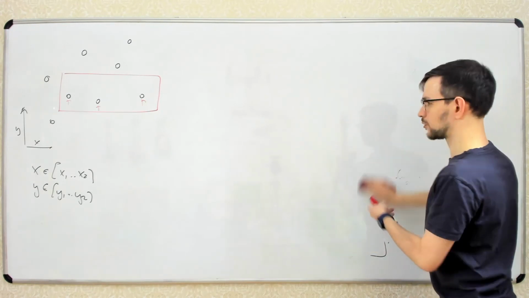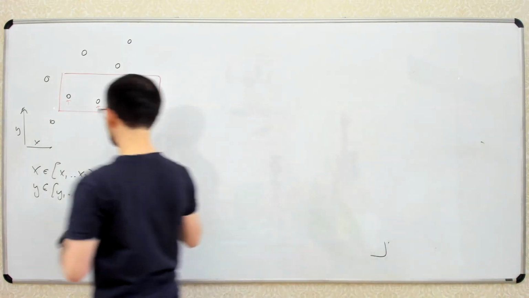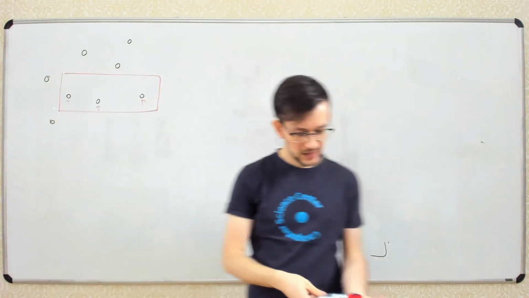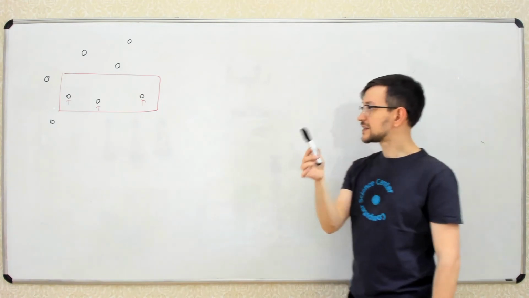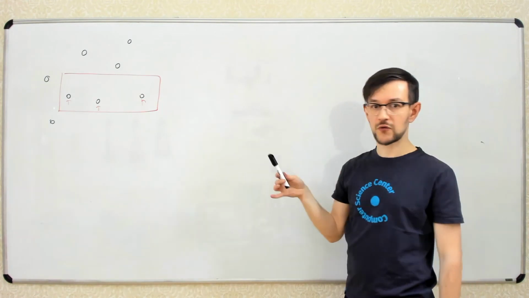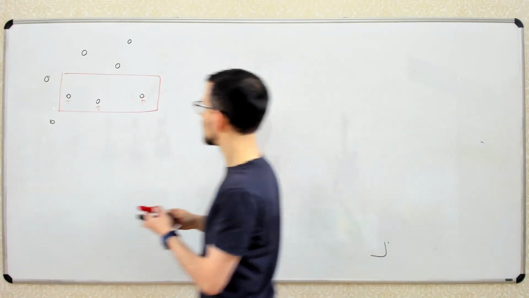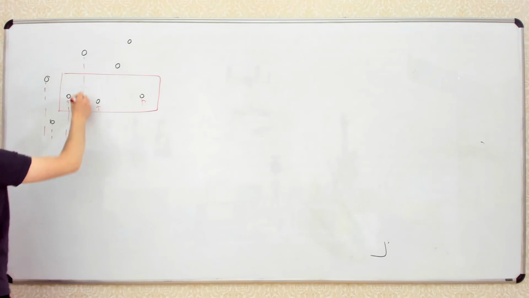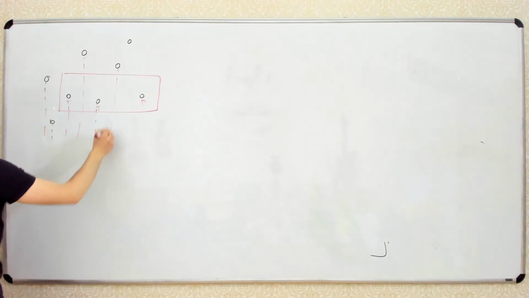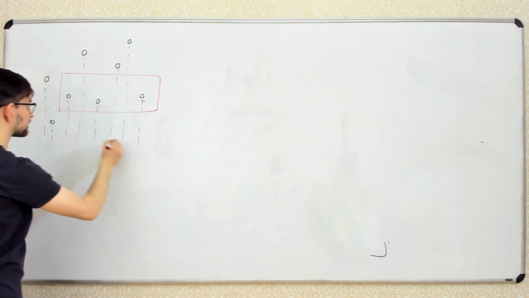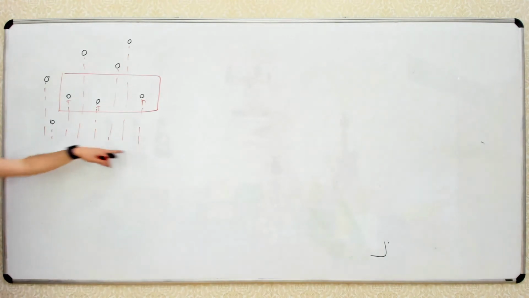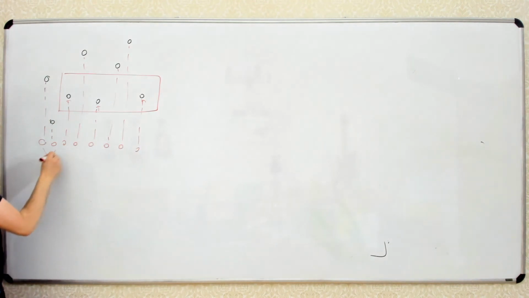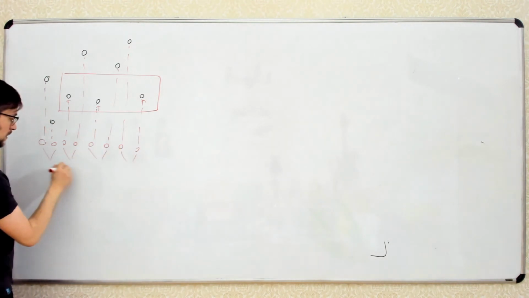I don't need this part. Okay. I need only this part. Let's make a segment tree over x. So let's find the x coordinates of all points and build a segment tree over these x coordinates, like always.